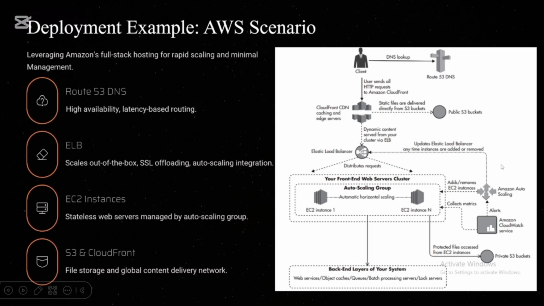To sum up, this front-end architecture powered by Route 53, ELB, EC2, S3, and CloudFront delivers a fast, secure, and scalable experience for users around the world. It ensures continuous performance with minimal downtime, while AWS automation handles scaling and monitoring seamlessly.